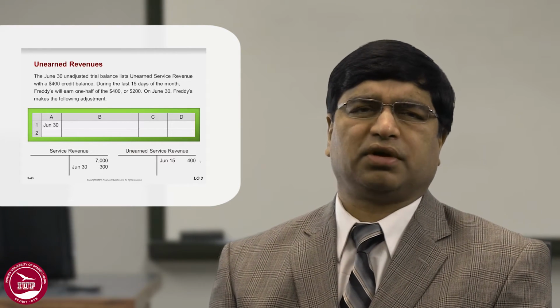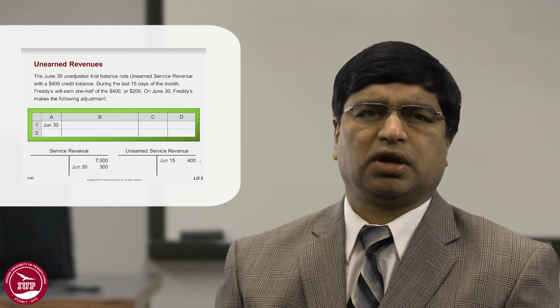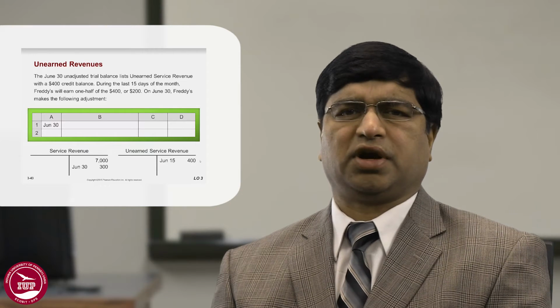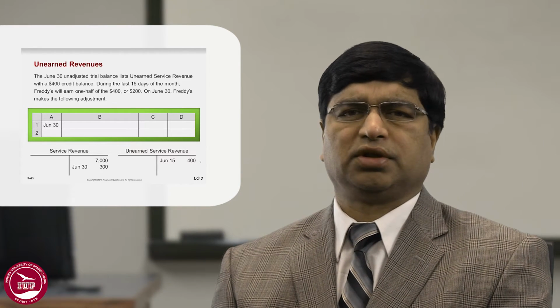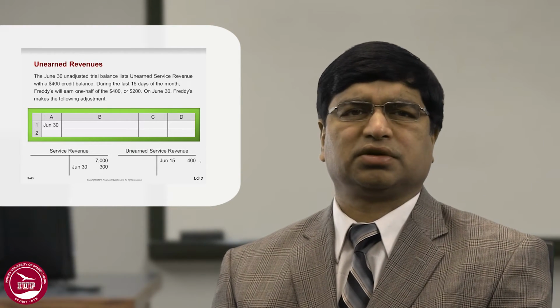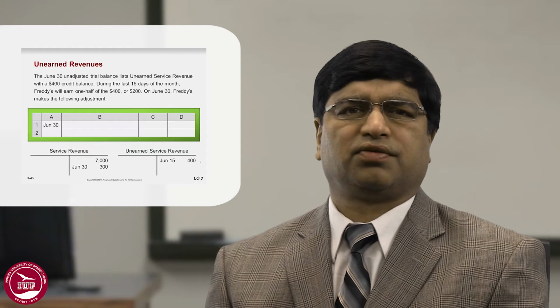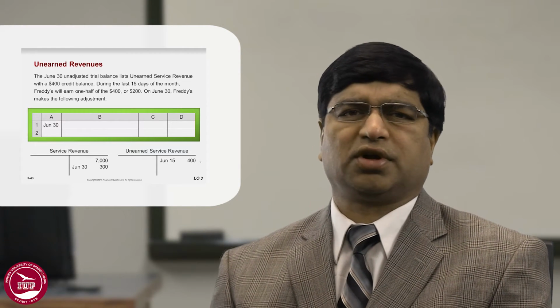Here's another example of unearned revenue. Now on June 30th, you have a $400 credit balance. During the last 15 days, Freddie's will earn one half of $400, or $200. On June 30th, Freddie's will make the following adjustment.